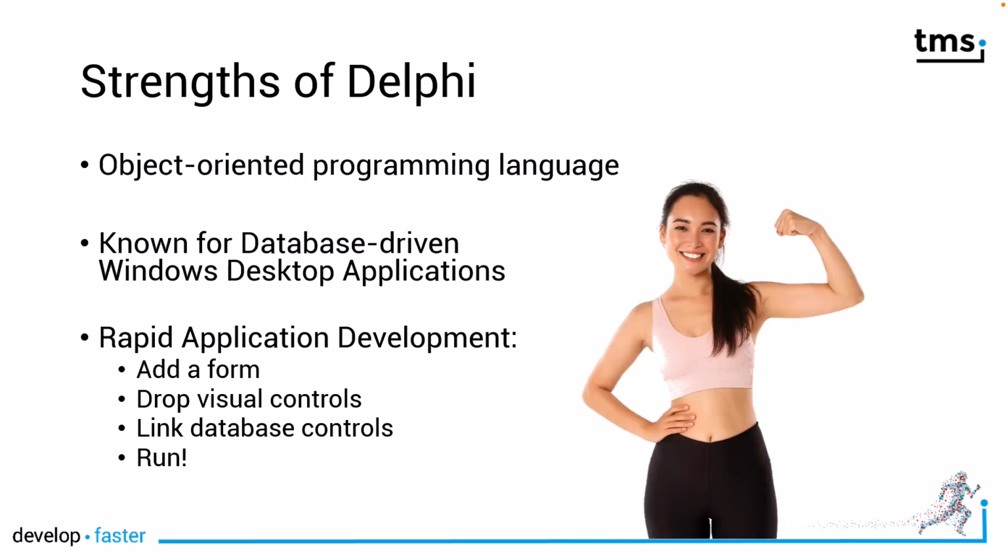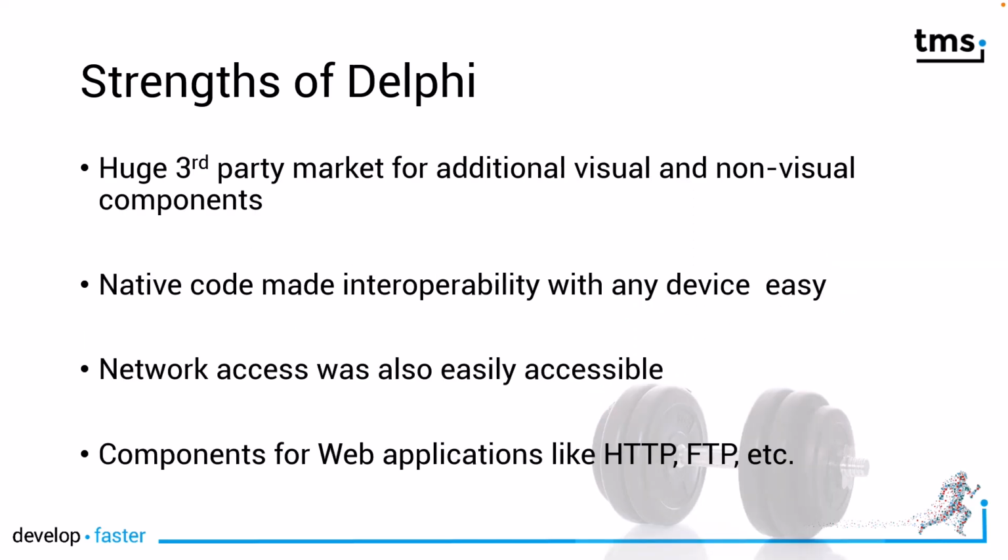Why do we use Delphi? Because it's an object-oriented programming language. It is known for making the development of database-driven Windows desktop applications really easy because of its rapid application development approach. You add a form, you drop the visual controls, you link the database controls to your database, and you run it, and boom, you have a working database application. There's also a huge third-party market for additional visual and non-visual components, TMS software being one of those third-party partners. Native code makes the interoperability with any device easy.